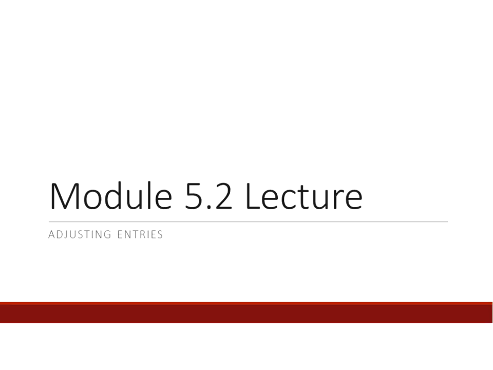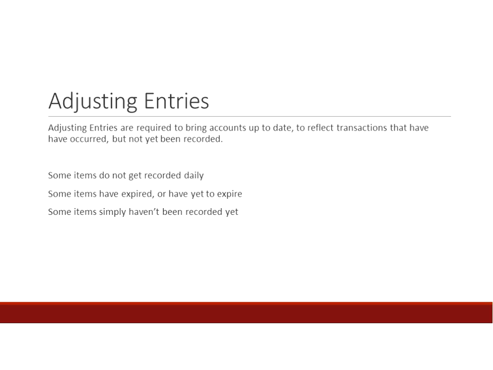Hey folks, we're going to jump into lecture 5.2, which is talking about adjusting entries. This is part of the chapter 4 materials. So adjusting entries are entries that occur based on timing issues typically.